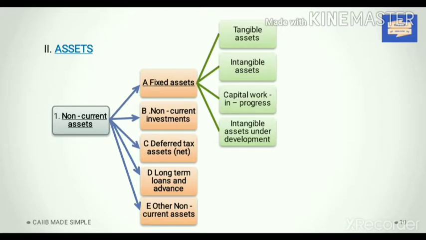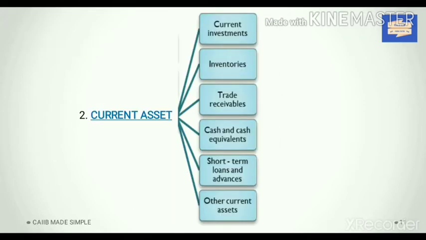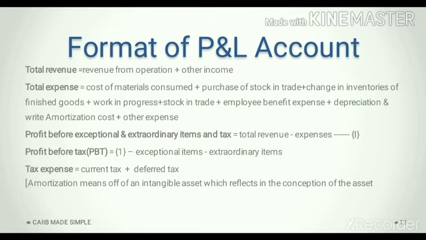Now, the second part of the balance sheet is assets. Assets are classified first as non-current assets. Non-current assets are classified as fixed assets, non-current investments, deferred tax assets net, long-term loans and advances, and other non-current assets. And these fixed assets are again classified as tangible assets, intangible assets, capital work in progress, and intangible assets under development. Next, the second one of the assets is current assets. Current assets can be classified as current investments, inventories, trade receivables, cash and cash equivalents, short-term loans and advances, and other current assets. Next, we can have a look at the format of the profit and loss account.